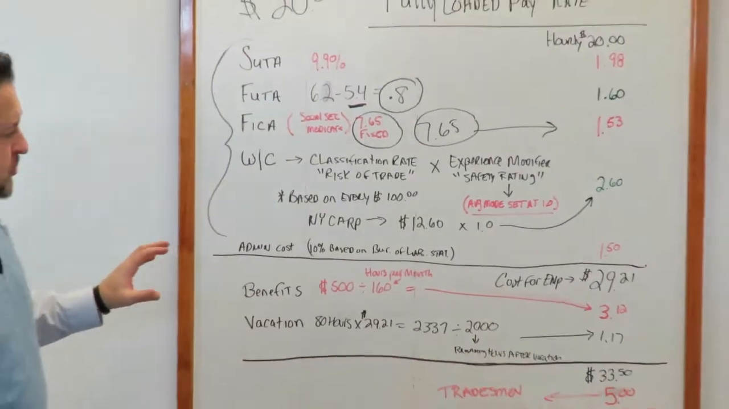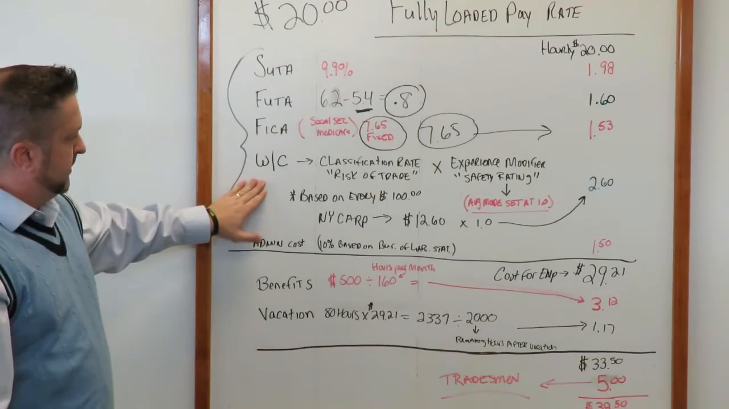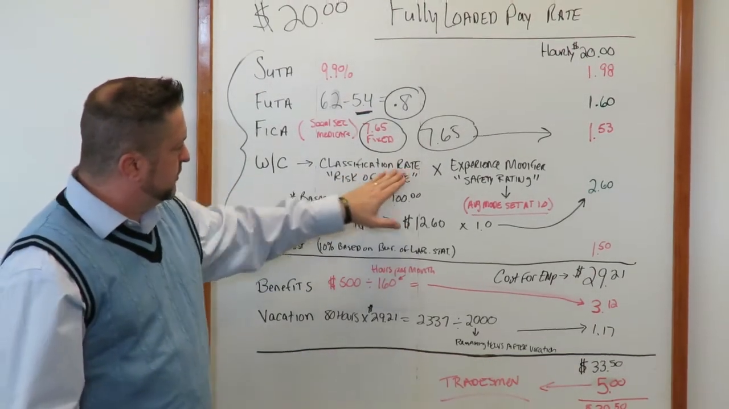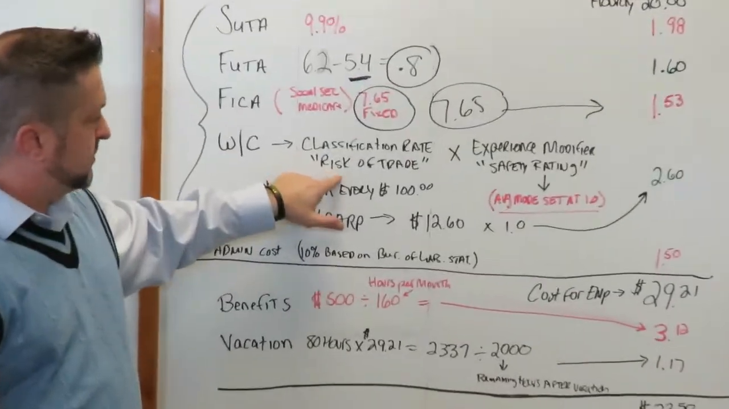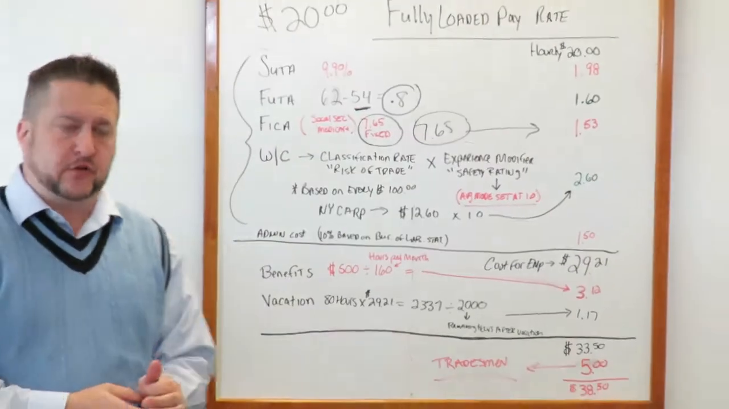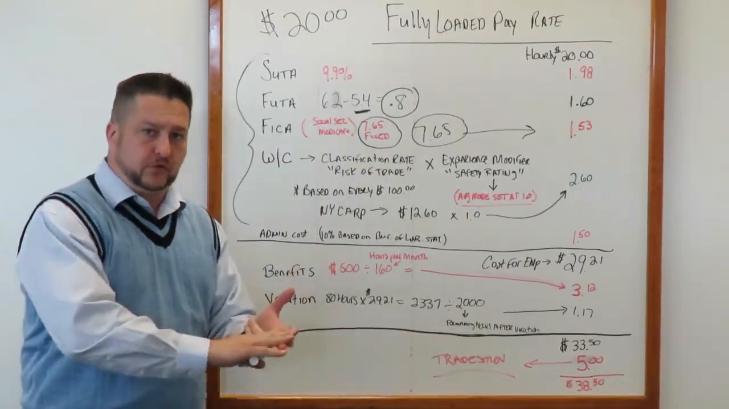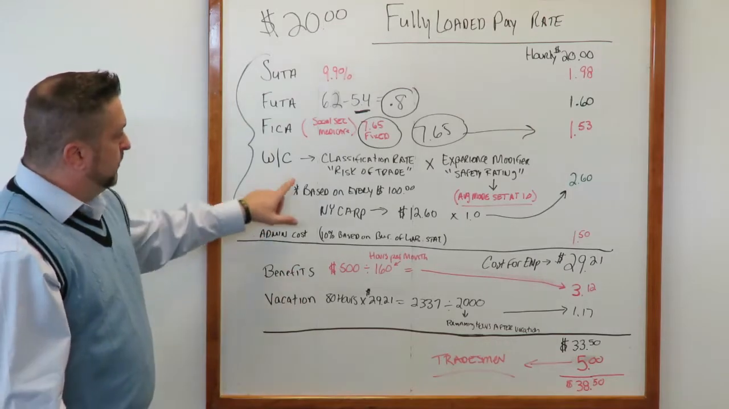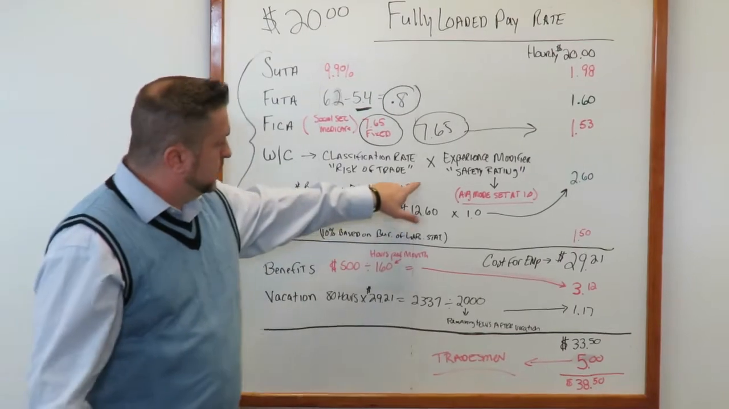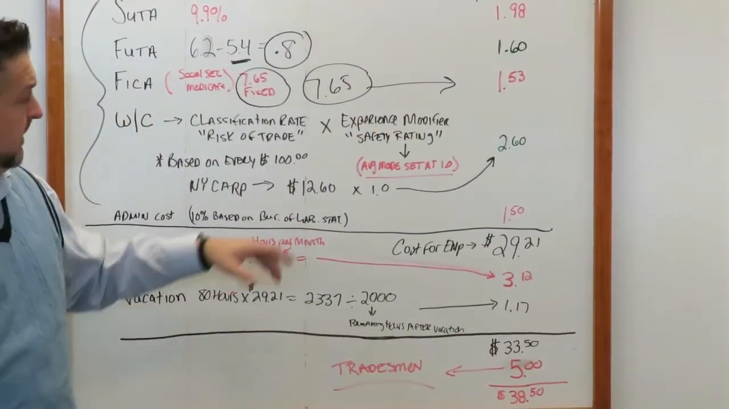The workman's comp is going to be your most difficult challenge. This is the toughest one to understand. So I'm going to walk you through this. How you figure out your workman's comp is you're going to take your classification rate, which is going to be the risk of the trade. Every state is going to be a little different. So you're going to have a different classification rate for a carpenter versus a roofer versus a plumber. So you take your classification rate or your risk of trade, and you're going to multiply it by your experience modifier, or we call it your safety rating.